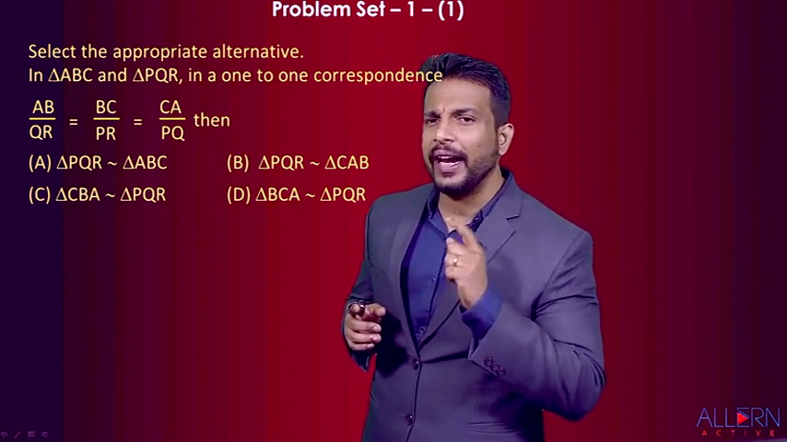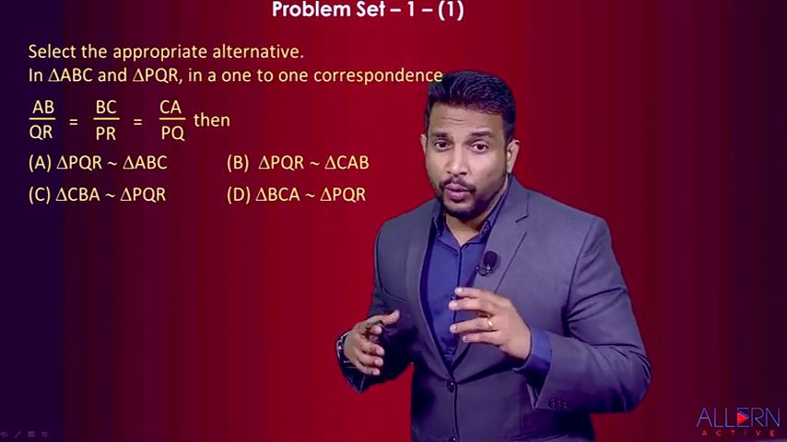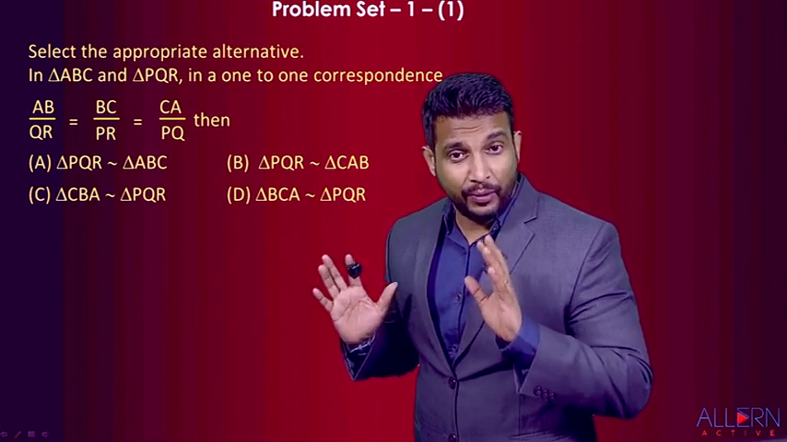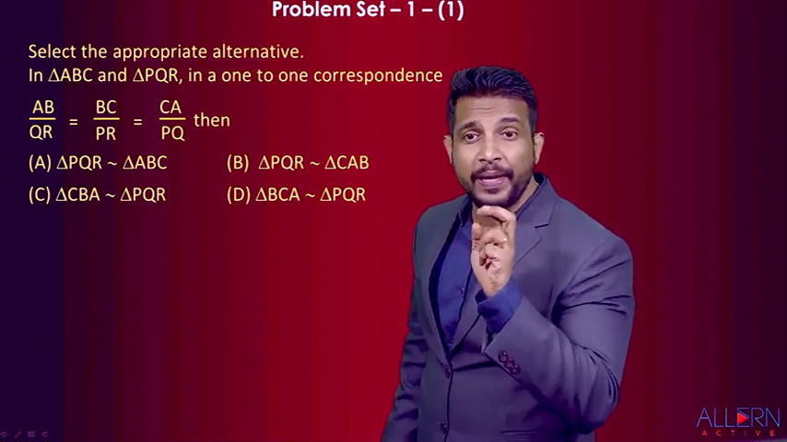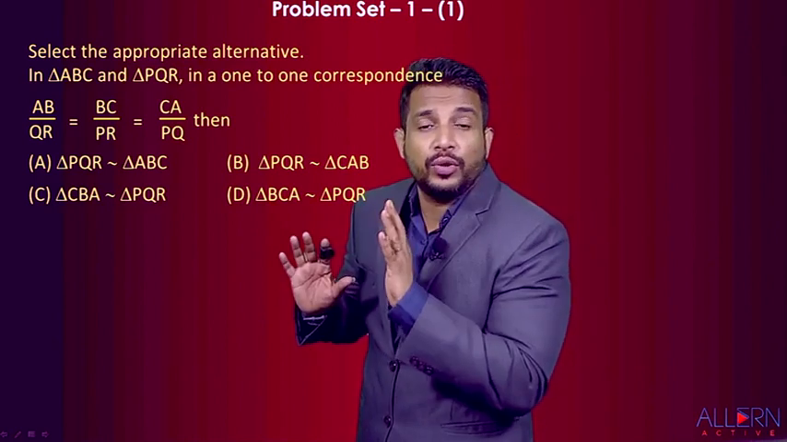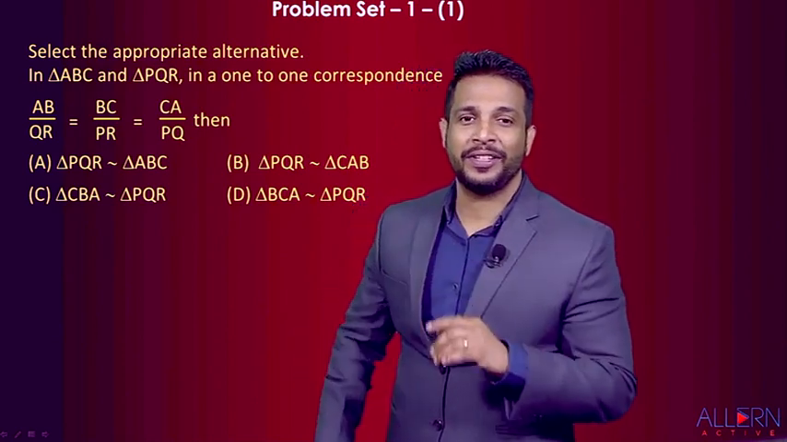In triangle ABC and triangle PQR, in a one-to-one correspondence, right? We don't know the correspondence. For these two triangles, AB upon QR is equal to BC upon PR is equal to CA upon CQ. The three ratios are given equal. Then select the correct one out of this.